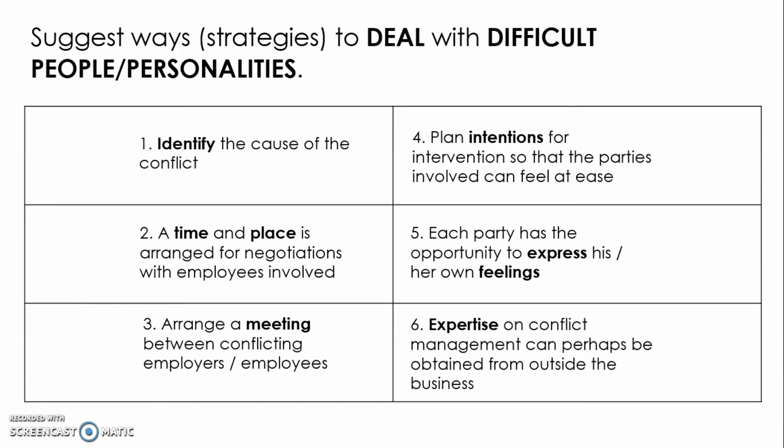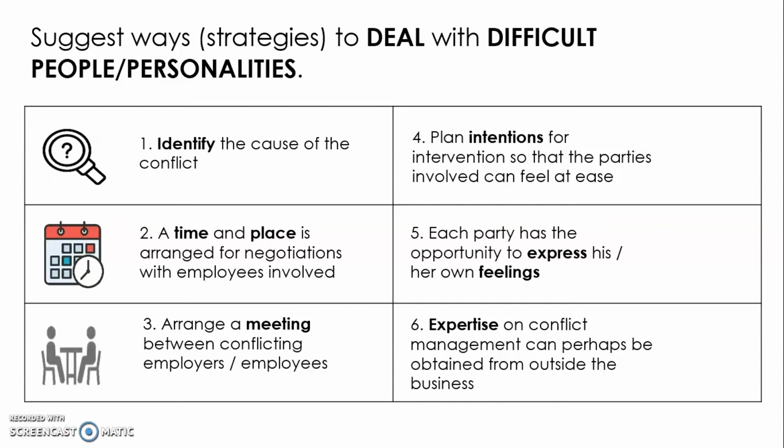Let's look at some images that can help us remember this content. For identify the cause of conflict, we have a magnifying glass and a question mark. Here, hopefully this image reminds you of us seeking an answer or trying to identify the cause of the conflict. Secondly, we have a clock and a calendar. This should lead the learner to remember the words time and place.